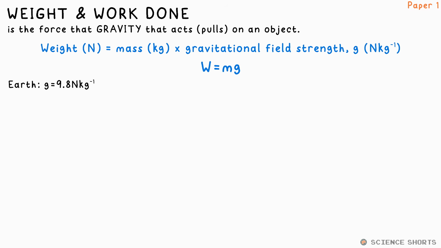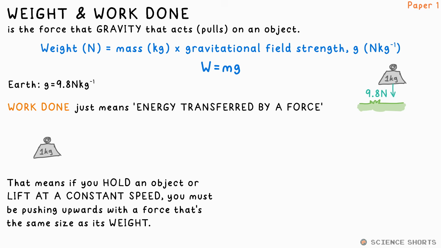It's calculated by multiplying the mass in kilograms by gravitational field strength, or g, which here on Earth is 9.8 newtons per kilogram. Now, if you hold an object up with your hand, you must be pushing up with a force that is equal to its weight in order for the forces to be balanced, and so it doesn't accelerate. However, that means that if you lift it upwards at a constant speed, that's also true.